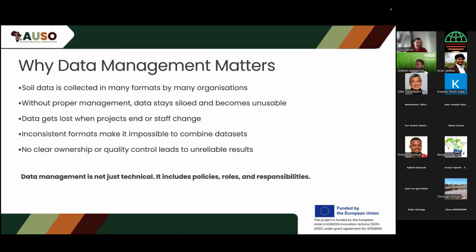Something I always say is data management is not IT. It's not an IT problem. It's not a technical problem. Data management is much more than that. It includes the policies, the roles, the responsibilities, the governance of the data. What can I do with this data and how? So this is why data management really matters.